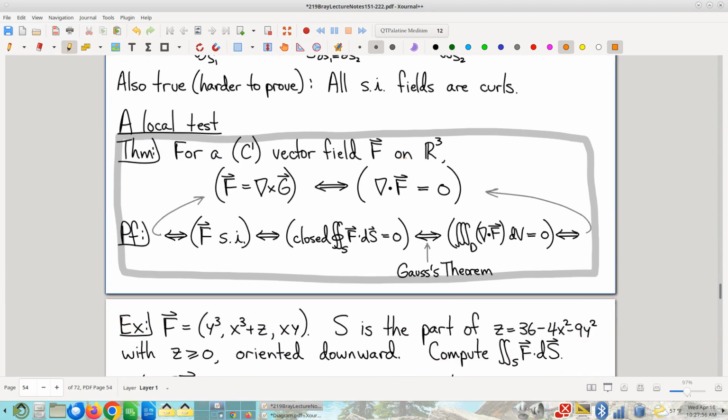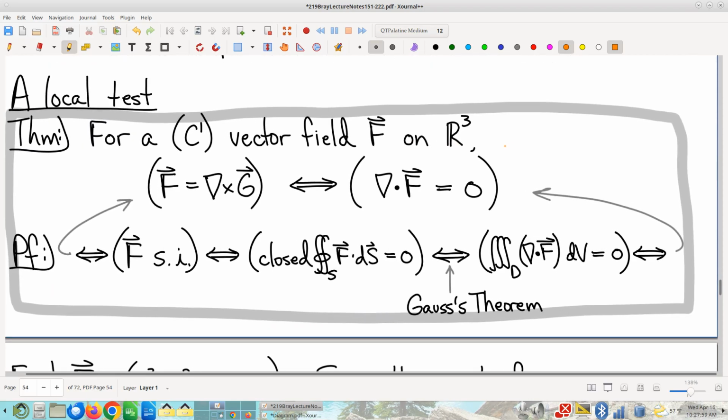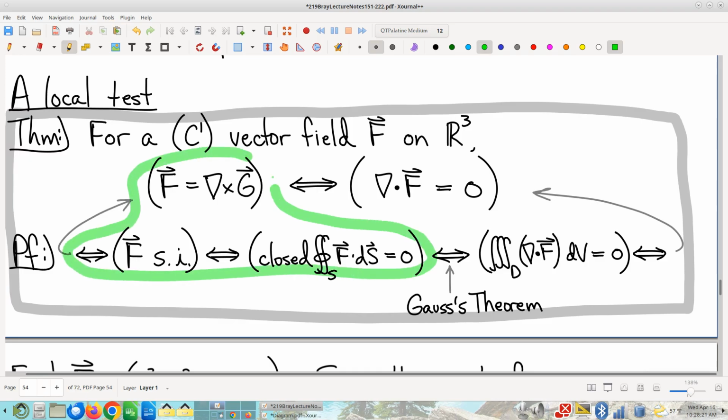And here's the argument. Now you're going to recognize the layout. And again, I always try to lay these things out: when arguments are analogous, I like to lay them out so that they look cosmetically analogous, to emphasize the strength of the analogy and to help you notice the patterns. So we've already discussed that being a curl is the same as being surface independent, and we previously discussed that surface independent means that closed boundary fluxes are 0. Notice this, just like the argument we made with path independence.